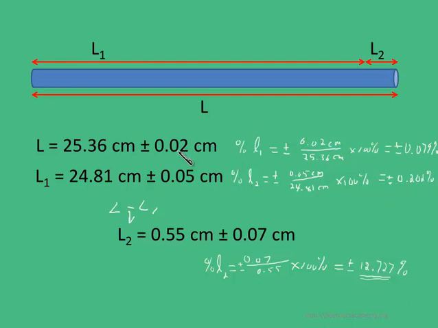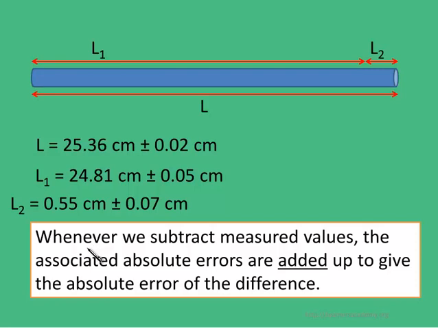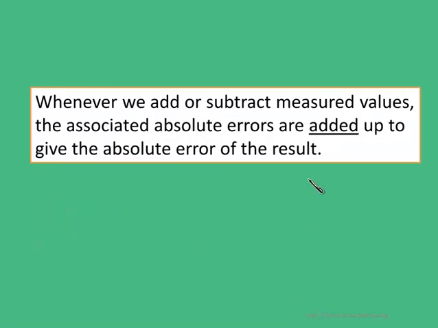So whenever you add or subtract, you add the absolute errors in your terms to get the absolute error in the result. So recapping, whenever we subtract measured values, the associated absolute errors are added up to give the absolute error of the difference. And so we can summarize for both addition and subtraction and say, whenever we add or subtract measured values, the associated absolute errors are added up to give the absolute error of the result. So let's look at multiplication and division now.